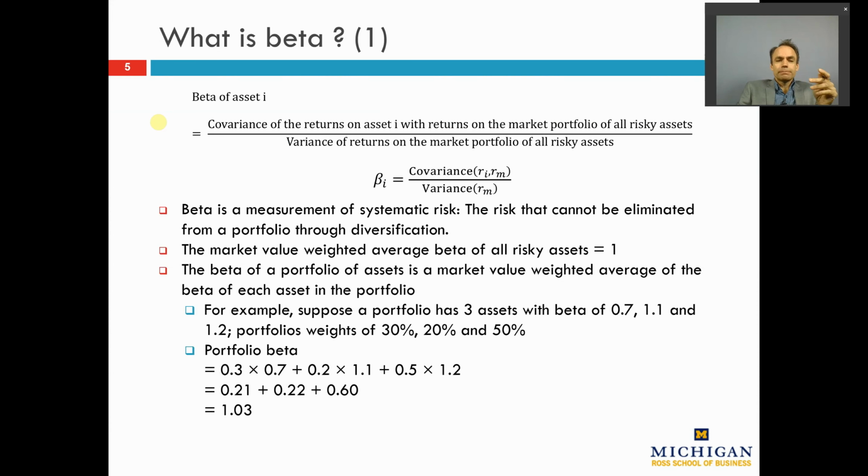So what is beta? We have an equation. The beta of asset i is the covariance of returns on asset i with returns on the market portfolio of all risky assets divided by the variance of returns on the portfolio of all risky assets. Now note that we're referring to assets. We're not referring to stocks. Stocks is one type of asset, but we typically estimate beta with regard to stocks.